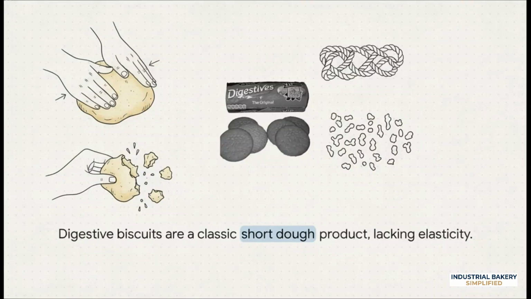This digestive is the poster child for a short dough product. The dough itself is plastic. You can mold it and it'll hold its shape, but it has zero stretch. If you tried to pull it, it would just snap apart. It's got just enough structure to be formed, but none of that gluten elasticity.